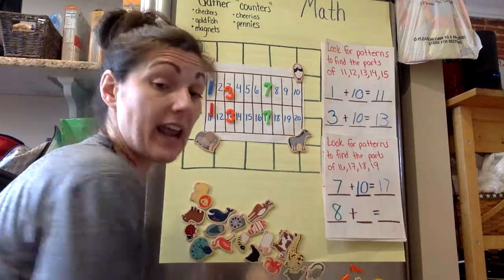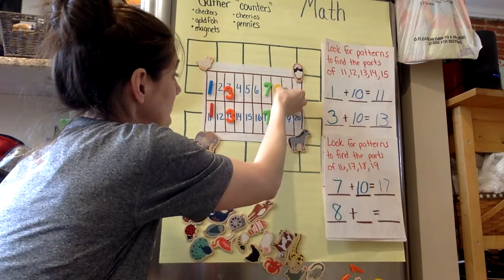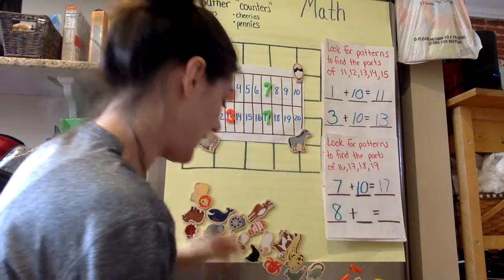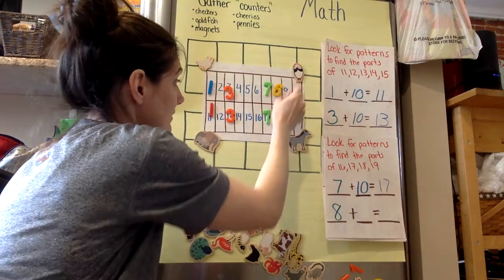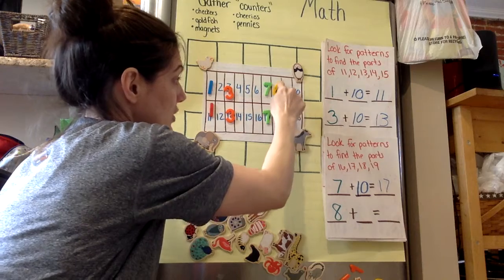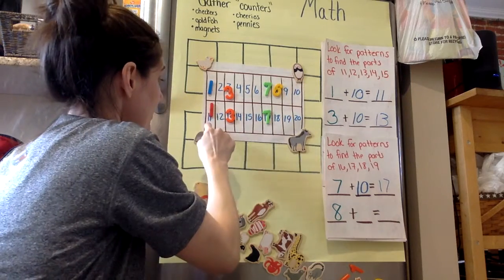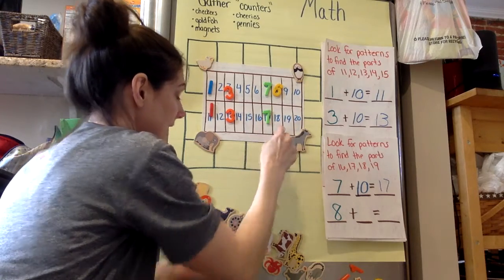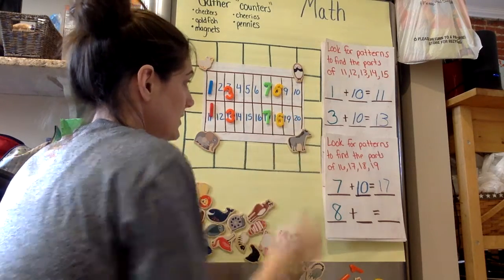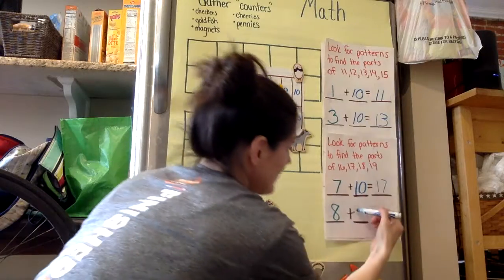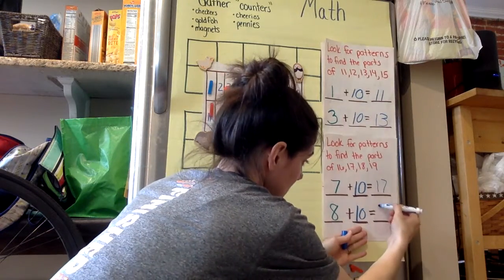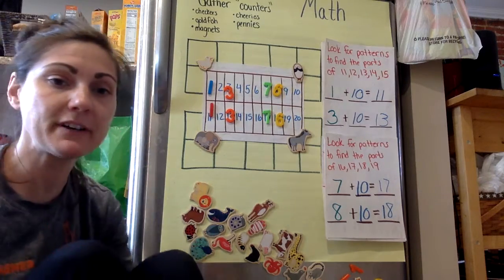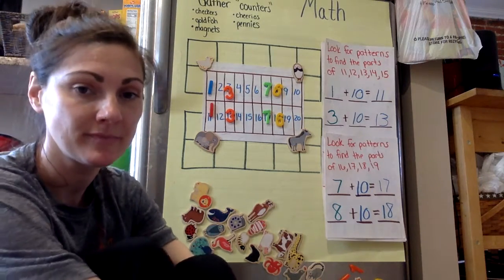So I'm starting at 8, right? Okay, starting at 8. I'm going to add 10. Ready? 1, so I jump 1, 2, 3, 4, 5, 6, 7, 8, 9, 10. So 8 plus 10 is 18. So what is the pattern that you notice every time you add 10 on a number grid?